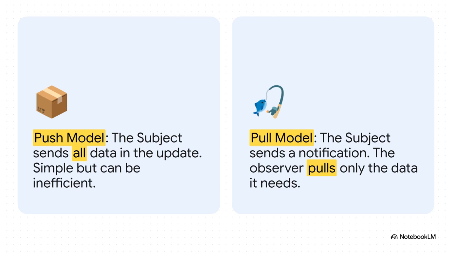You also have flexibility in how the data gets shared. With the push model, the subject just sends all the data it has in the update. It's simple, but it can be pretty inefficient. The alternative is the pull model. Here, the subject just sends a quick heads up, like, hey, something changed. Then it's up to the observer to pull only the specific data it needs. This is way more flexible and, in a lot of cases, a lot more efficient.